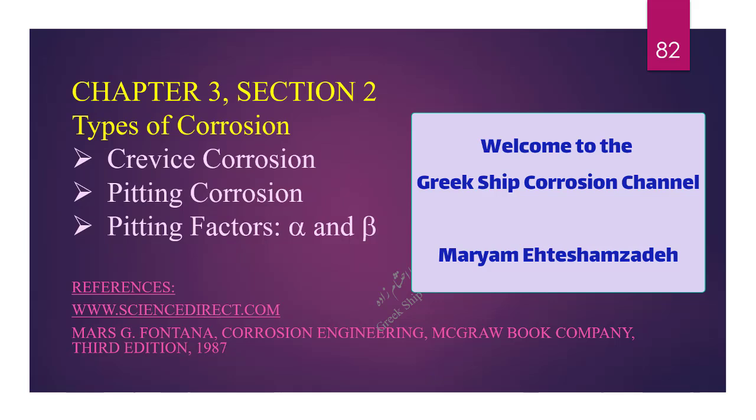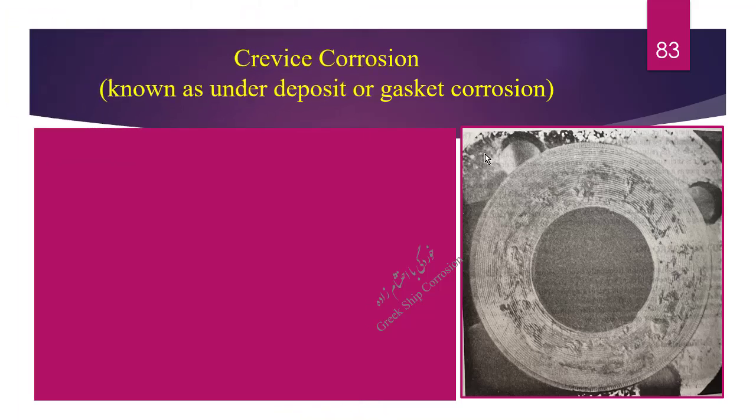Chapter 3, Section 2, Types of Corrosion. Crevice corrosion, pitting corrosion, pitting factors, alpha and beta. Crevice corrosion, known as underdeposit or gasket corrosion.